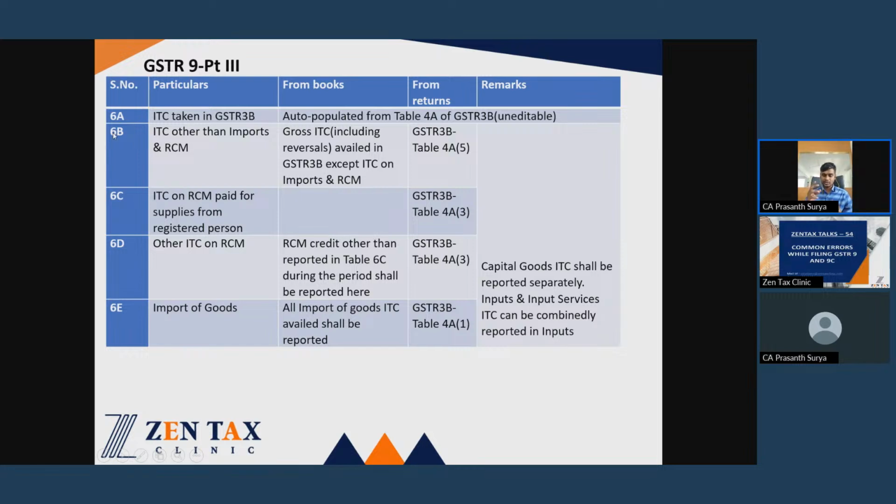Table 6B is of utmost importance because table 6B is the ITC which you are declaring as eligible to the department, which you are declaring as ITC which pertains to you. That is table 6B ITC only, it's in my books. Like that, you are intimating to the department. So filling table 6B ITC is of utmost importance.